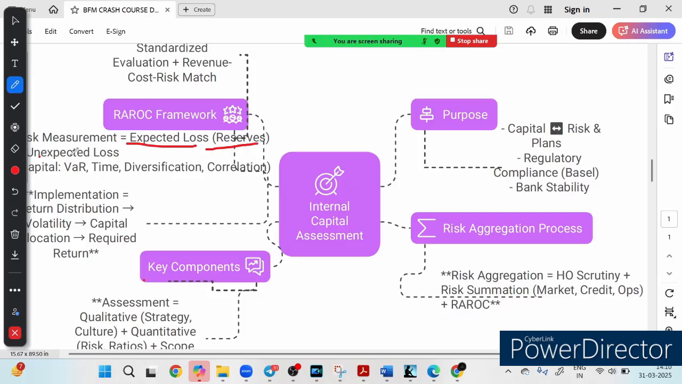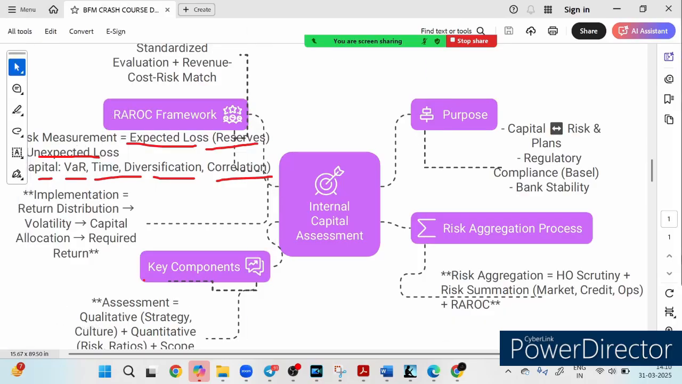And also we have some unexpected loss. So what is the meaning of unexpected loss? How do we manage the unexpected loss? By holding capital. Either we hold the capital or we consider factors like value at risk, time horizon, diversification or correlation. So this is how we are measuring risk, by calculating the expected loss and the unexpected loss. This RAROC framework is the coordination of this model.